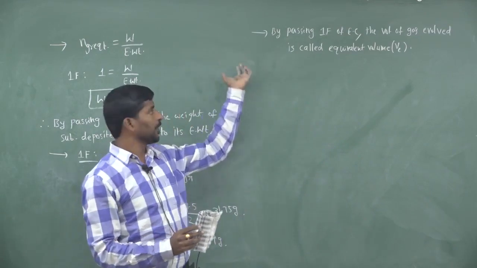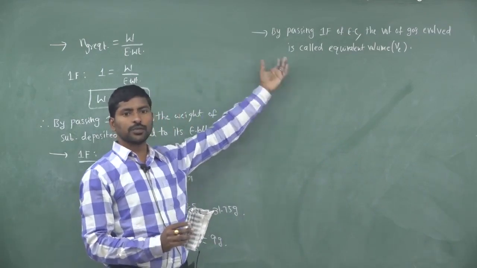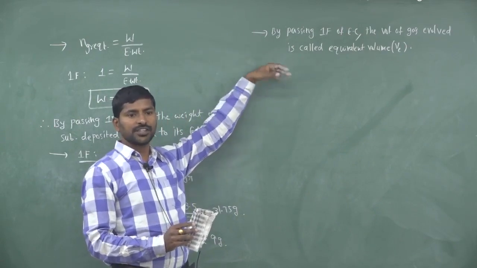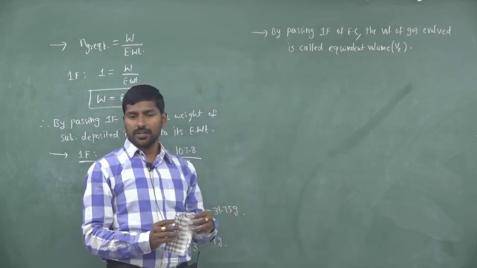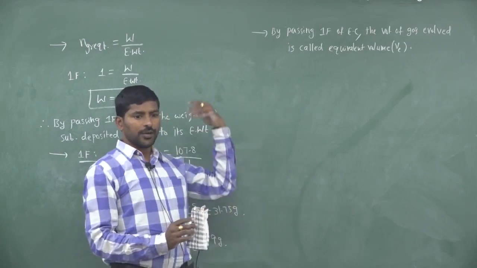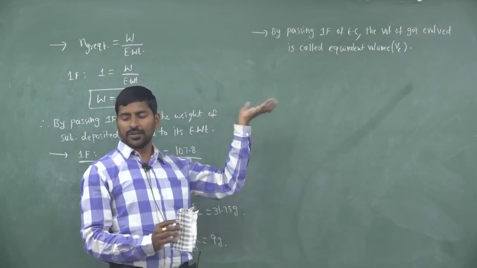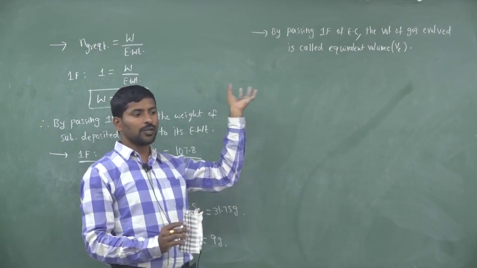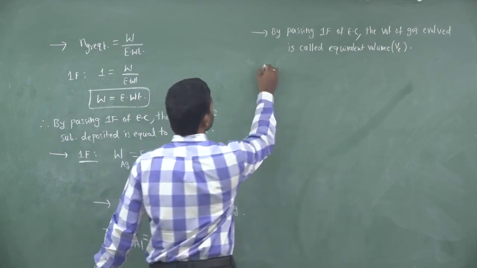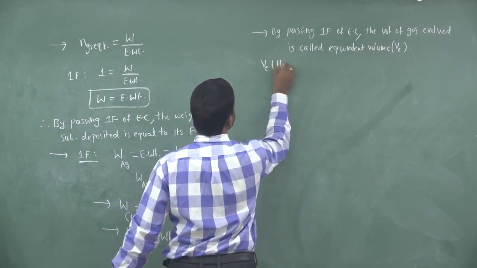For example, if you pass 1 Farad of electric current through a solution having H plus ions, H plus ion is deposited as what? H2 gas. So H2 gas is evolved. So what is the volume of H2 gas evolved? Similarly, for example, oxygen gas is evolving at the electrode. What is the volume of O2 gas evolved? Okay, the equivalent volume of hydrogen gas.